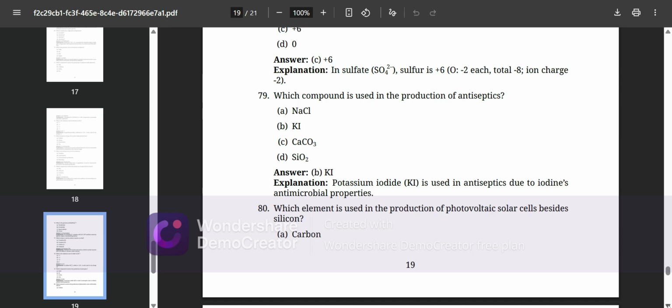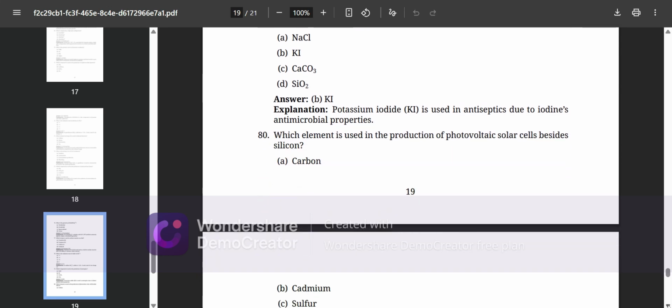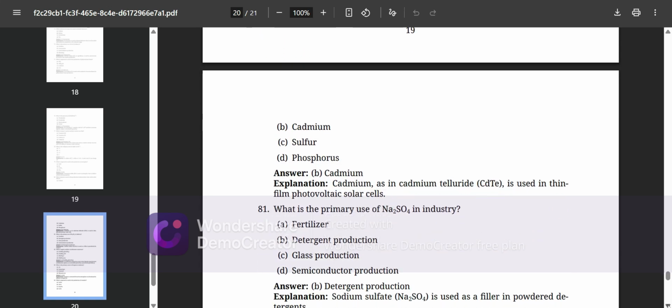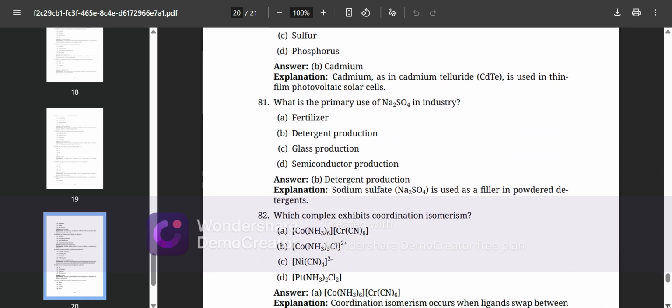Which compound is used in the production of antiseptic? KI. Potassium iodide is used in antiseptic due to iodine's antimicrobial properties. Which element is used in the production of photovoltaic solar cells, besides silicon? Cadmium, as in cadmium telluride, CdTe, is used in thin film photovoltaic solar cells.